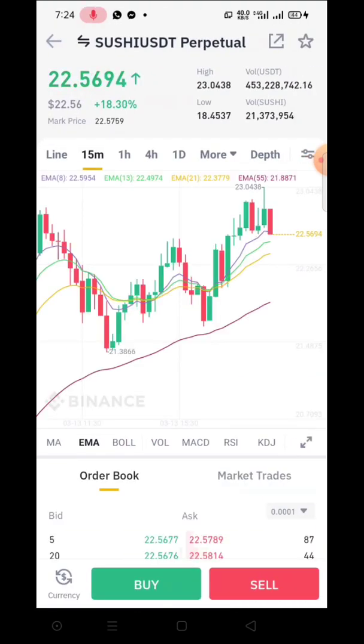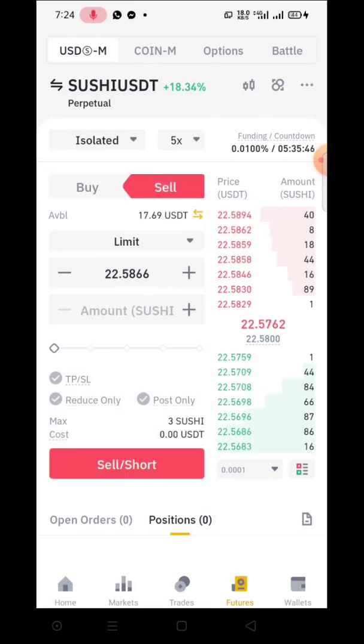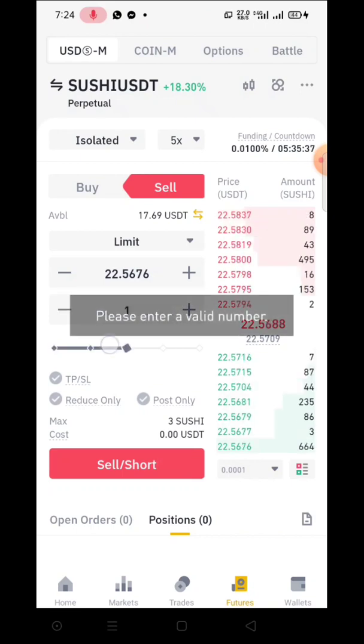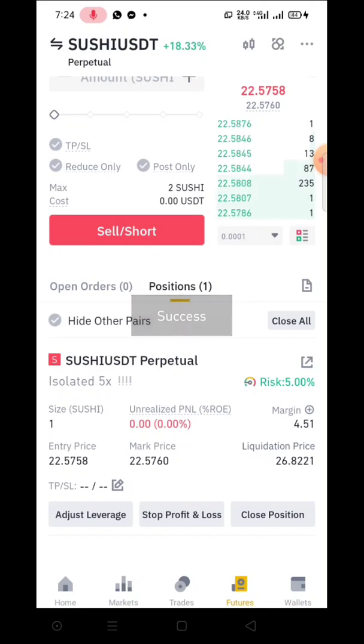Let's check again. Let's sell. Okay, I'm going to sell. My limit is to sell from here. Sorry. Okay, now I'm selling. Okay, now that I'm selling, it will start showing green.